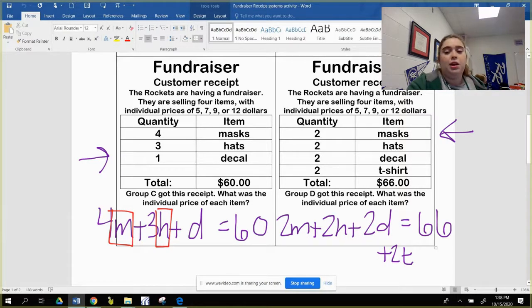So hopefully that made sense and you can get a nicer grasp on how we can even create a system of equations and what it is.